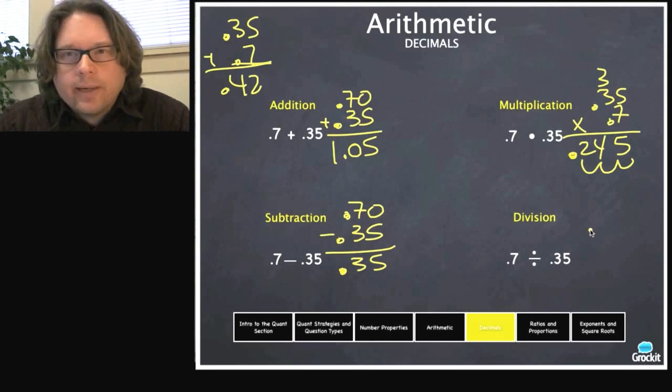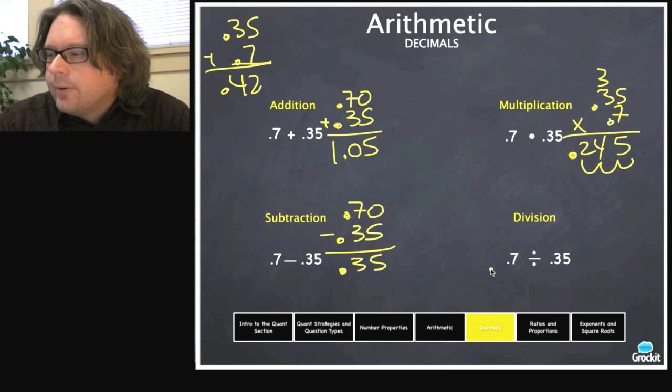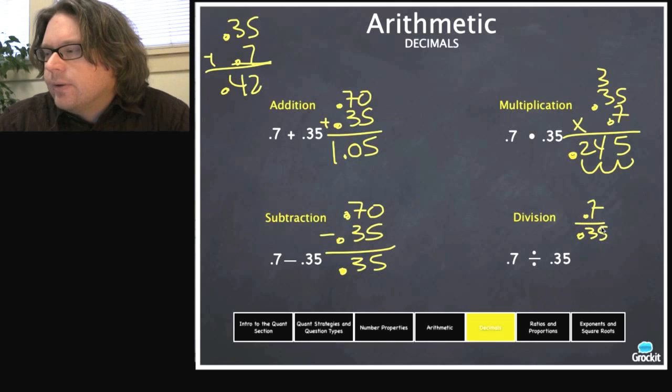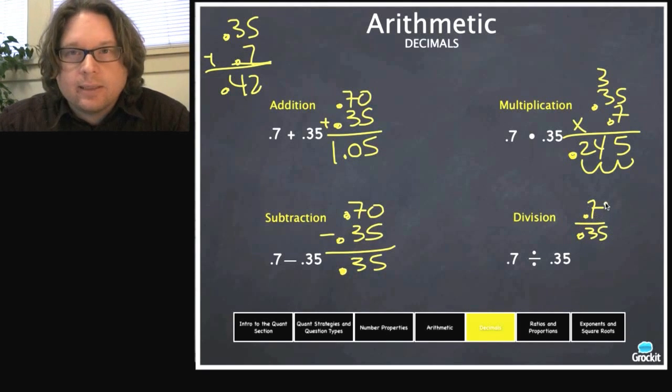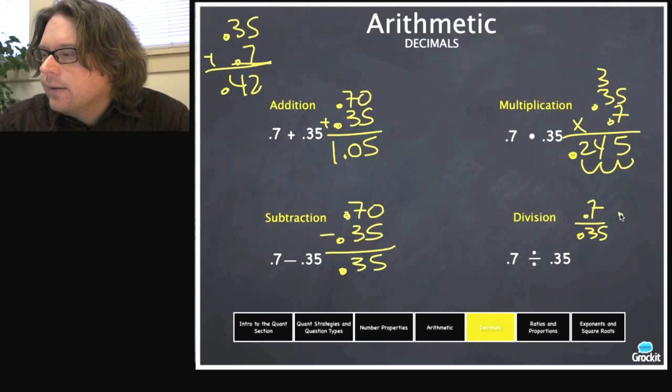Division, you have a couple different ways you can do it. 0.7 divided by 0.35, you could actually represent it as a fraction, and then that might make life a little bit easier. You can then also multiply numerator and denominator by the same thing. Multiply them both by 100 to move the decimal point 2 to the right. And you end up with 700 over 35, and then the answer is 20.